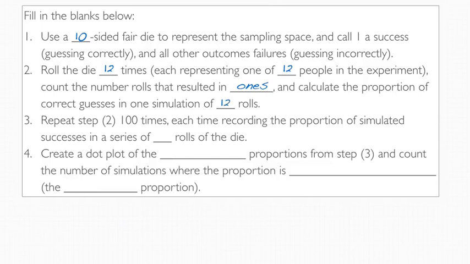Let's say we're going to repeat this step 100 times. It's not a huge number of times, but it's high. Each time recording the proportion of simulated successes in a series of 12 rolls of the die. Finally, we want to create a dot plot of the blank proportions from step 3 and count the number of simulations where the proportion is blank.